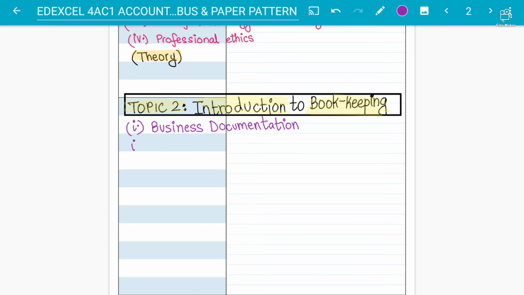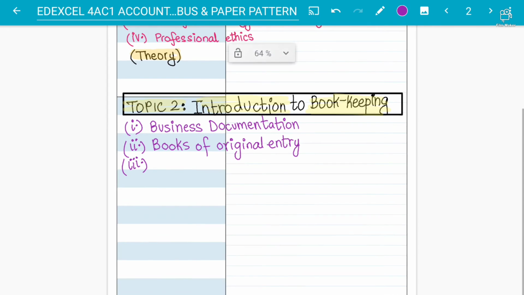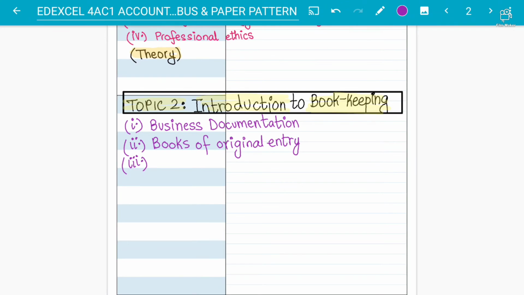Once you are done with business documentation, you need to know about books of original entry as well. So we'll talk about books of original entry. A lot of chapters are there, and these are just the main headings. Books of original entry are cash book, petty cash book, journal, purchase day book, sales day book, sales return journal, purchase return journal. Then you must know how to make the accounts, T accounts.